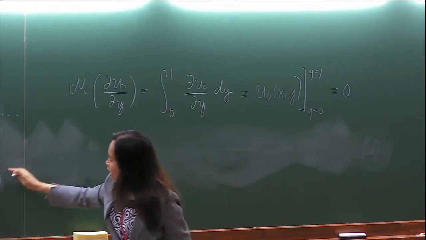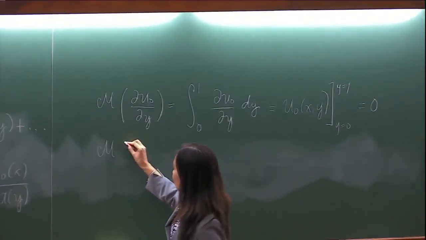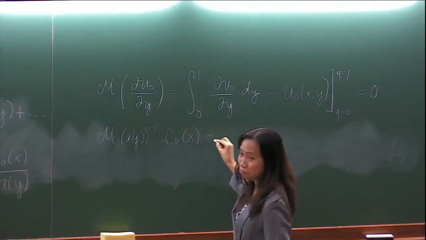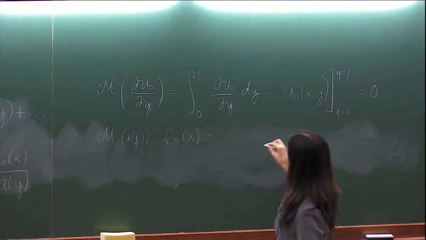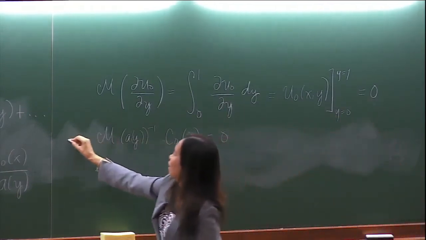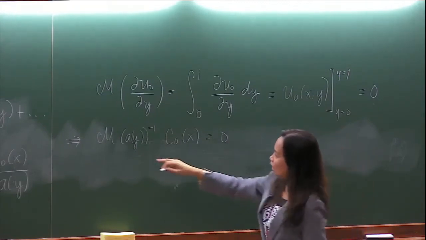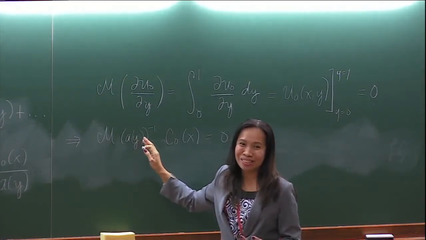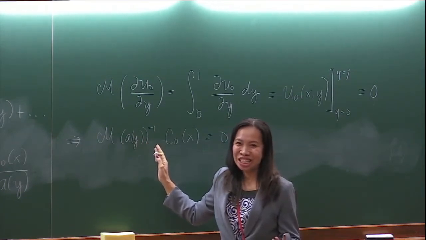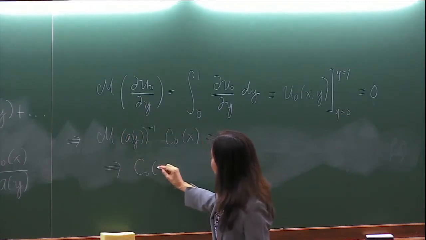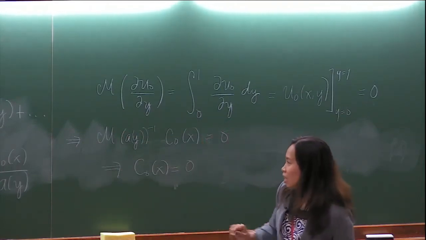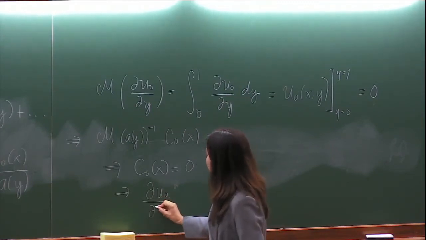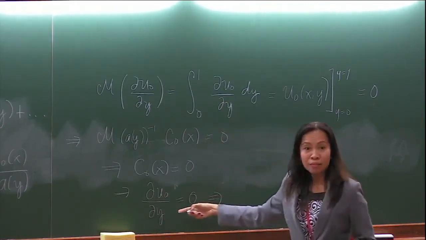Now on the right hand side, we just have the M of A of Y, C zero of X, and that is equal to zero. But this cannot be zero. A of Y, if we take it zero, the conductivity is zero, so it's none. So we cannot take this as zero. That would mean that C zero of X is zero, and so we just have the partial of U zero with respect to Y to be zero.